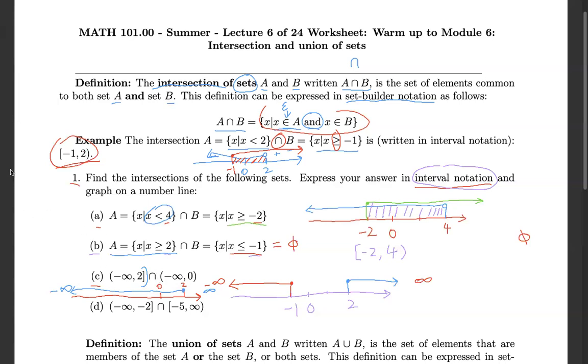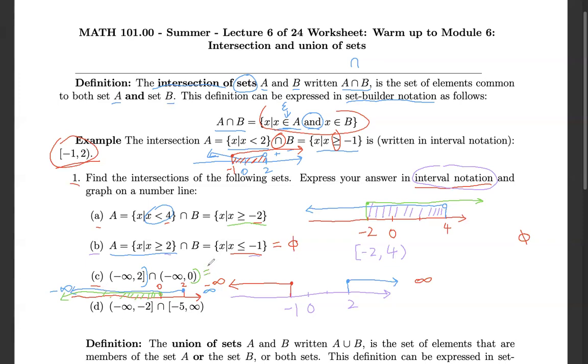The other one, let's use green color. From negative infinity up to 0. So not including 0 because this is a closed parenthesis. So make a circle, not including 0. Also goes from negative infinity. This also goes down to negative infinity. So do you see the intersection? The intersection is from negative infinity up to 0, but not including 0. All those numbers are in both sets.